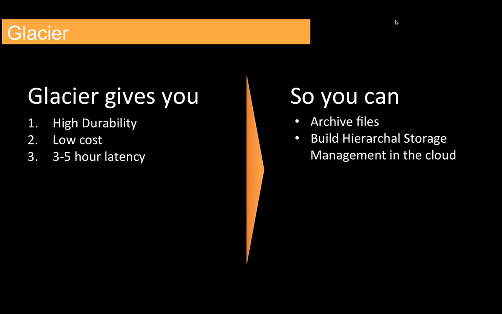Another interesting point to remember is that the lifecycle policies I mentioned that work with S3 also work with Glacier. So you can set a policy where you back up to S3 in the first instance, and then after 90 days those files get moved to Glacier. You still access them through S3, and they're very easy to recall as well.